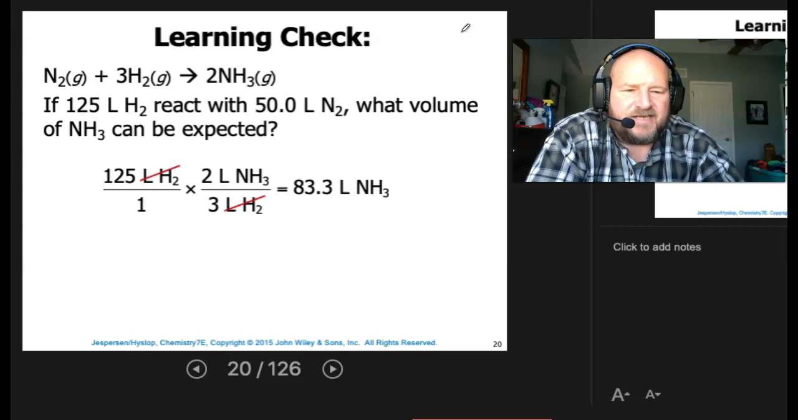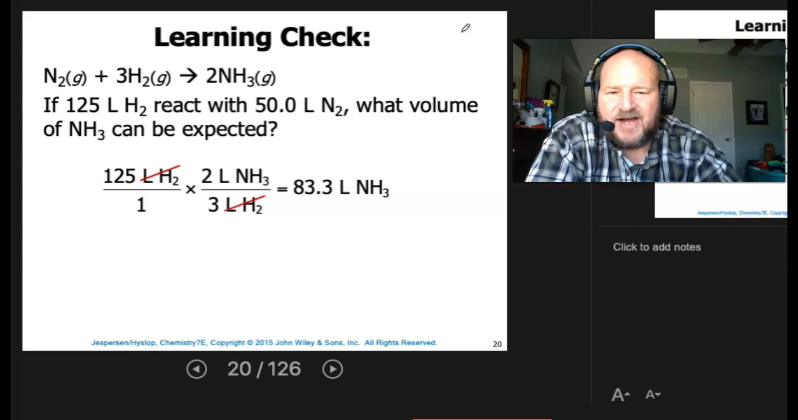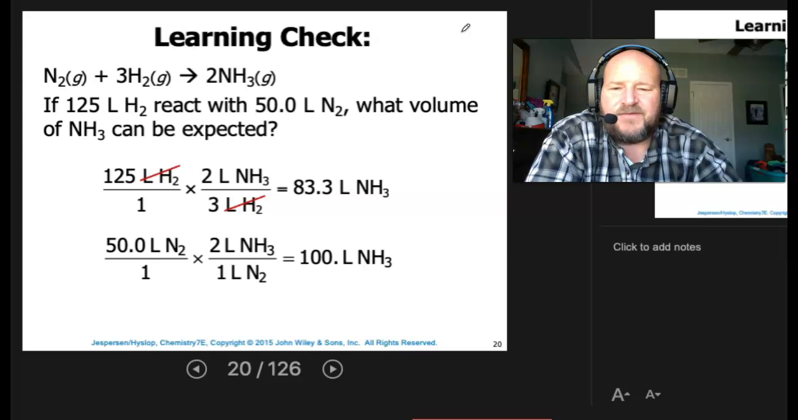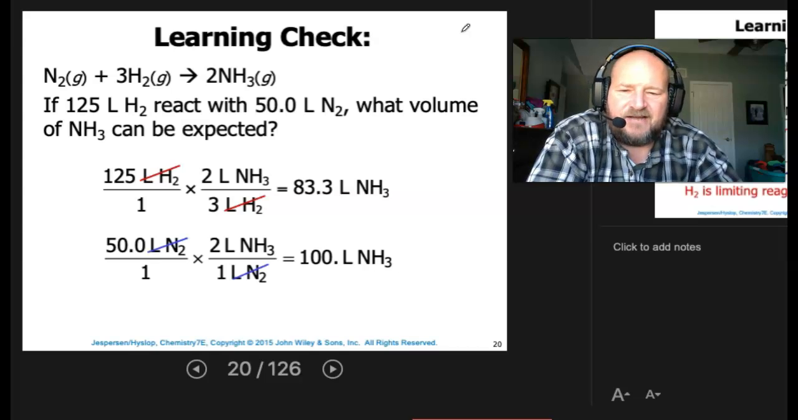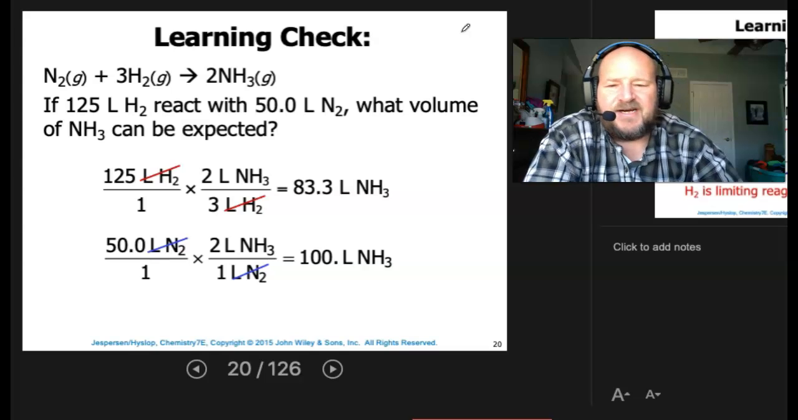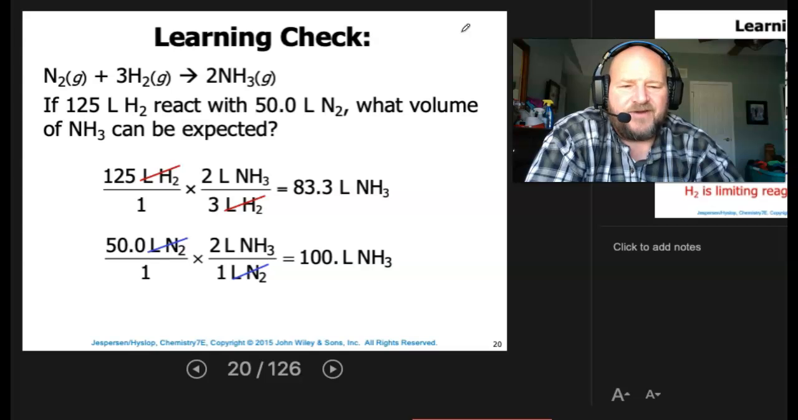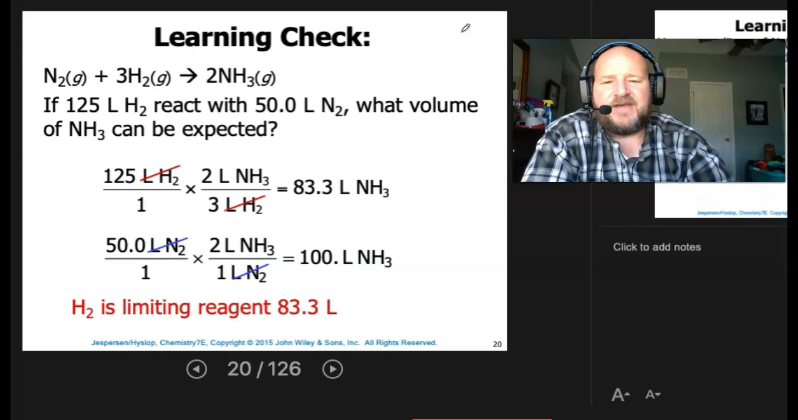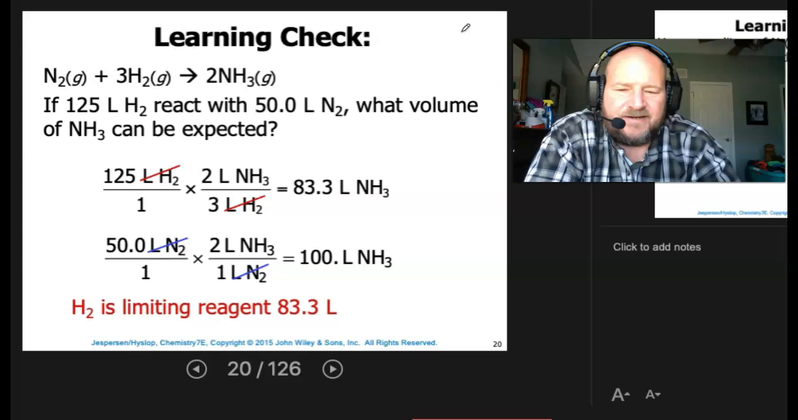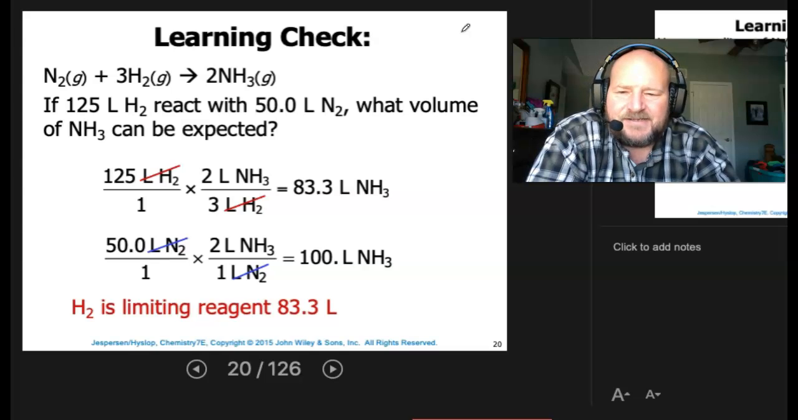Liters of hydrogen cancel out, and we've got 83.3 liters of ammonia. Now that's based on the hydrogen. Now we'll do the nitrogen. For the nitrogen, it's 2 to 1. Liters of nitrogen cancel out, and it says we produce 100 liters of ammonia. Again, limiting reagent suggests then that we can only make 83.3 liters, and we will have excess nitrogen.